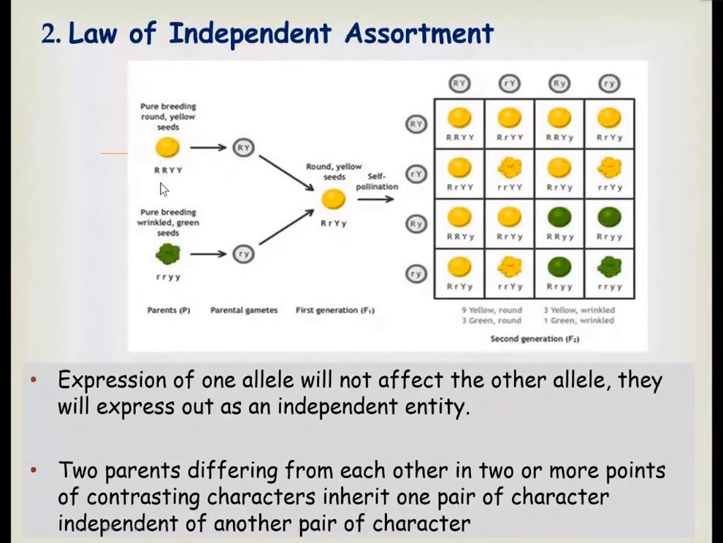That means if round goes, it is not necessary that yellow must also go. The expression of the round allele will not be affected by the yellow one. So, as a result, we can get anything. We get round, okay. We can get round and green. It is not necessary that only round and yellow come. That will not affect the expression of another one.